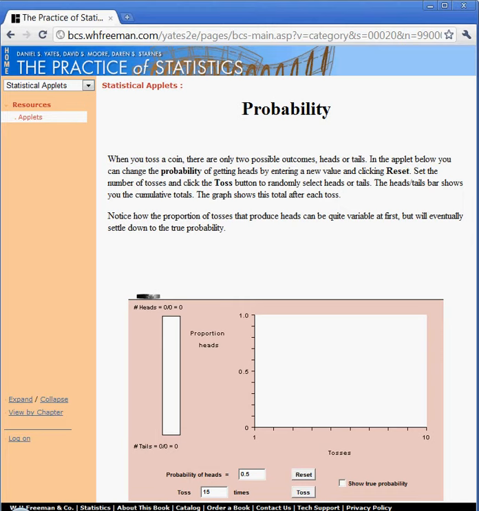Hello, this is Michael Young on the subject of AP Statistics. Recently I got an assignment from my AP Statistics teacher on simulating a poll, and I was supposed to use this applet right here to simulate a poll.